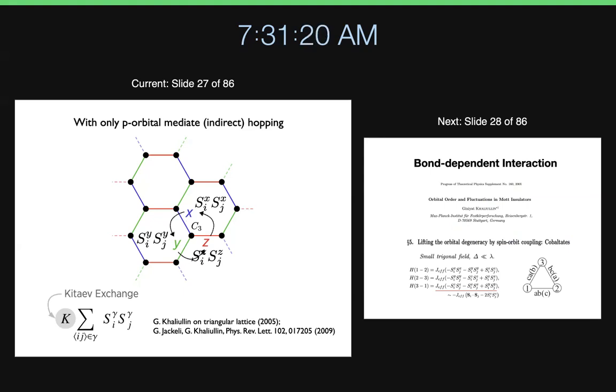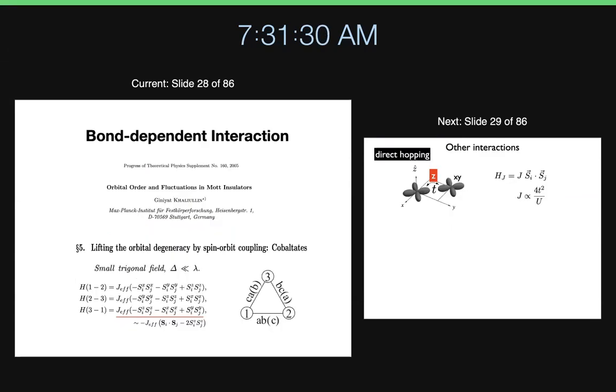So this means that if I only have p orbital mediated hopping, you just have a Kitaev, nothing else, in the t2g with the spin-orbit coupling and finite Hund's. Going back, I just want to show you some historical work. You can see this bond-dependent interaction in one of the earlier papers. In that paper, it's a triangular lattice. In fact, it's a cobaltate with a small trigonal field.